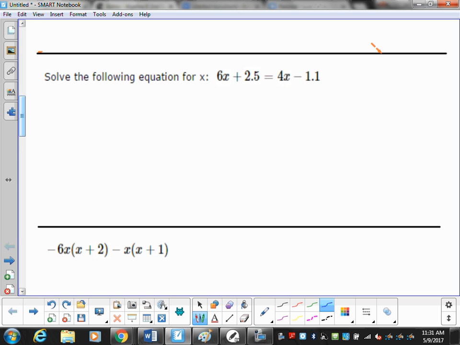So to get on the same side, the first thing I'm going to do is move this 4x to the left. Since I'm moving it across the equal sign, I have to subtract it because it's a positive. So then I got 6x minus 4x is 2x. Bring down the plus 2.5. The 4x's cancel out. I'm left with negative 1.1.